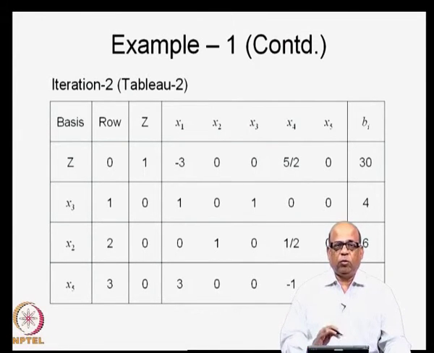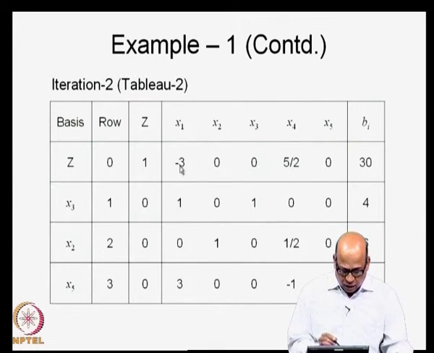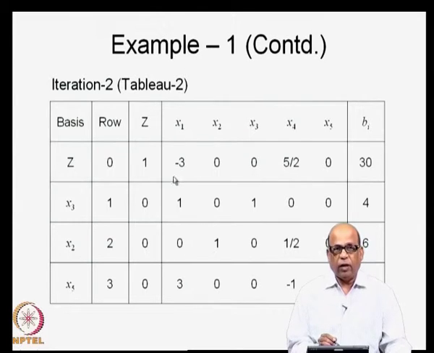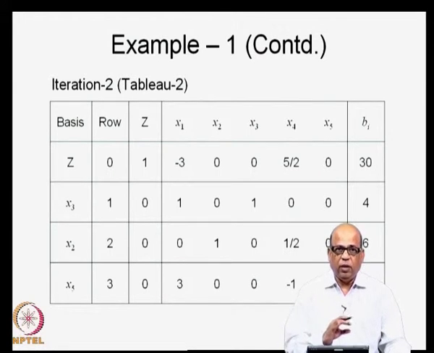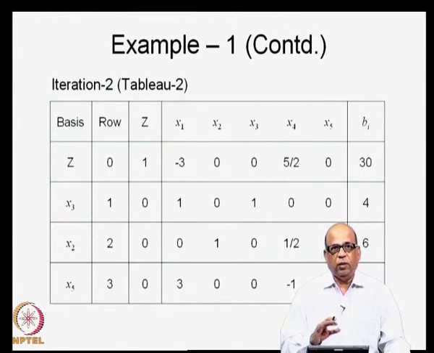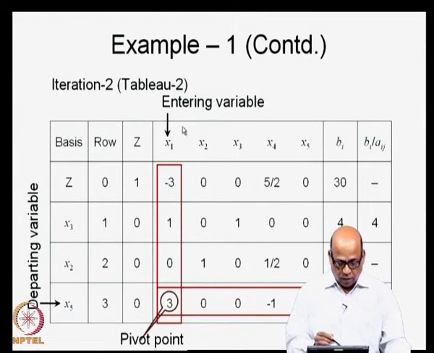We ask the question, is the solution optimal? This solution is again not optimal, because there is one variable here which has a negative coefficient. Because there is at least one variable with a negative coefficient, the solution can be further improved, and therefore the current solution is not optimal. Then we have to identify the entering variable. The entering variable is that variable which currently has the highest negative coefficient in the Z row or the 0th row. In this particular case, there is only one such variable, and therefore that becomes the entering variable. So, we identify this as the entering variable.